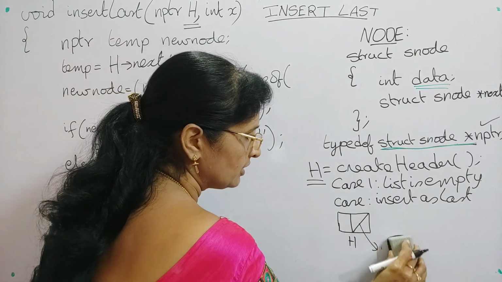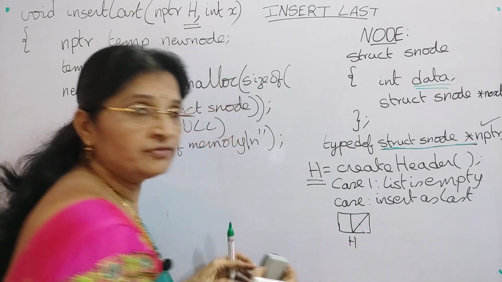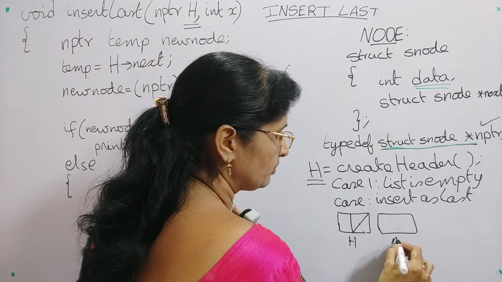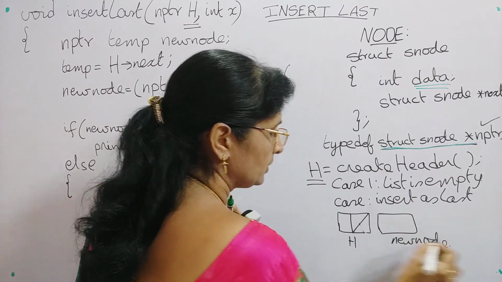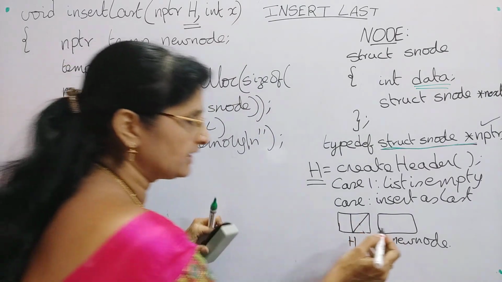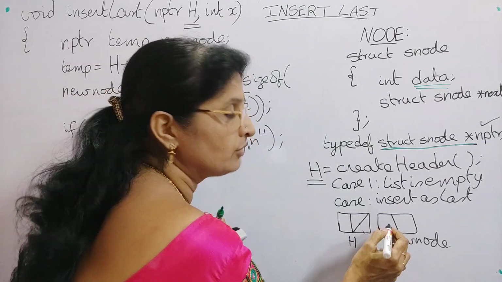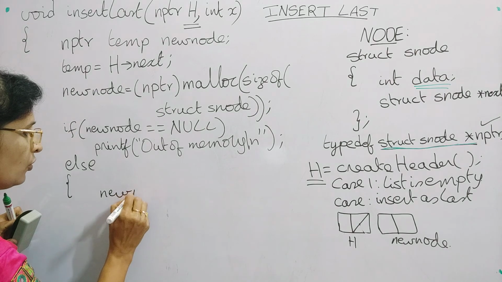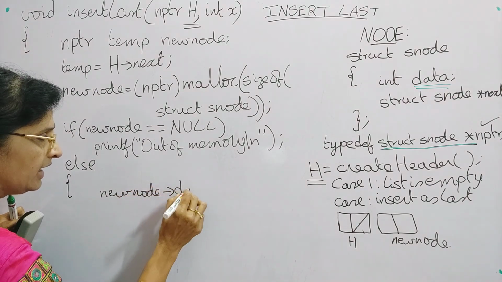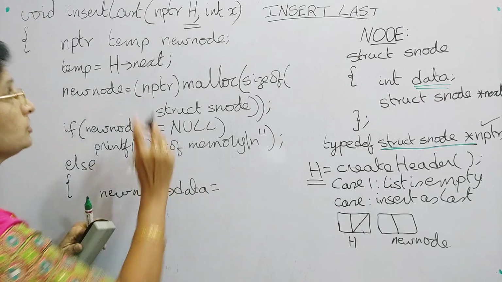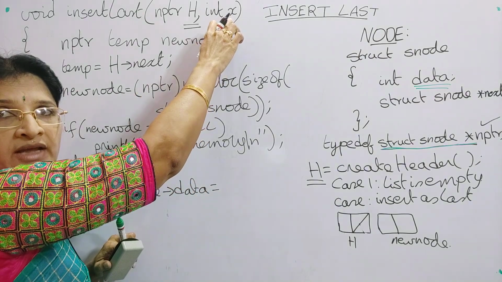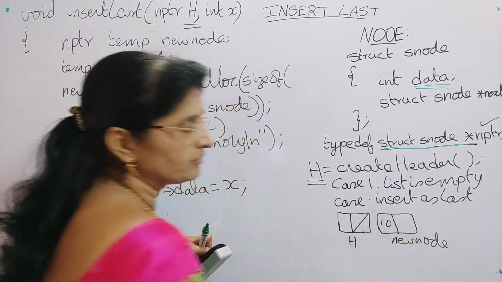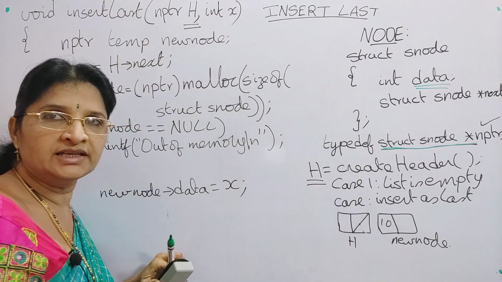So now we will consider the first case, that is, if the list is empty. Here your new node is created. For example, assume that this is the new node. The memory has been allocated. After allocating the memory, first you have to assign the data value, that is new node data is equal to, what is the value that we have passed to the function as data? X. For example, assume X is equal to 10. That value will be assigned in the data part.